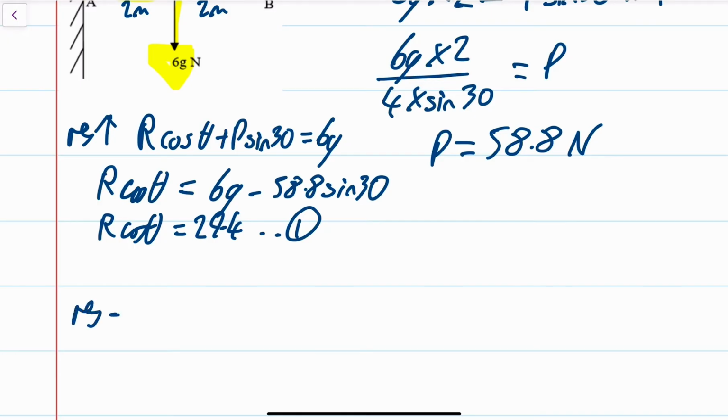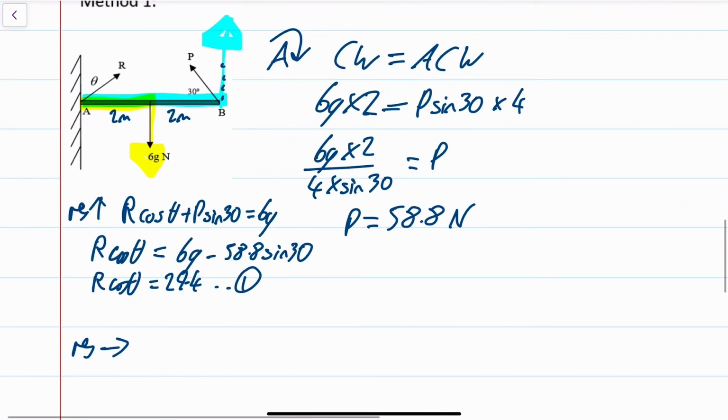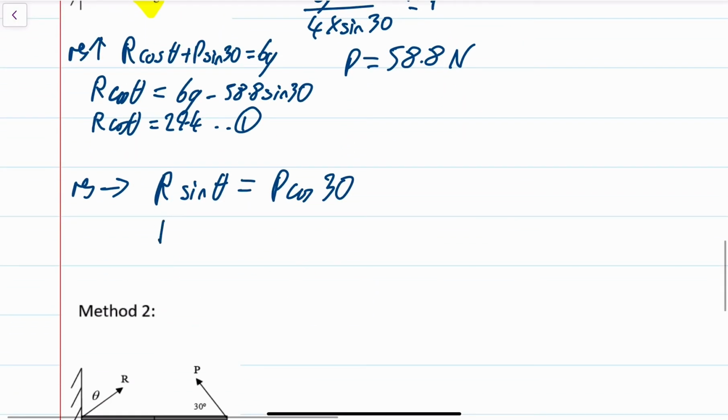Next thing we're going to do is resolve horizontally. Let's go back up to my diagram here. Resolving horizontally, R sine theta is just going to be equal to P cos 30. So let's just do that then. That's going to be R sine theta is equal to 58.8 times cos 30. So 58.8 times cos of 30, and see what we get for that. Sorry, I forgot to write my cos 30.